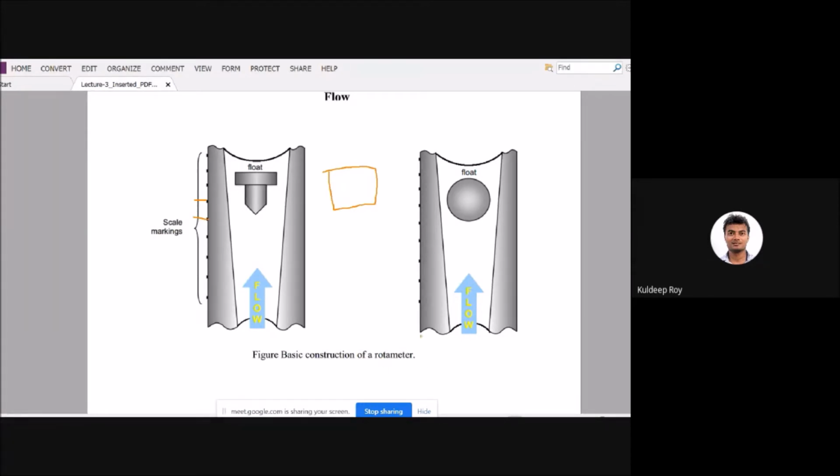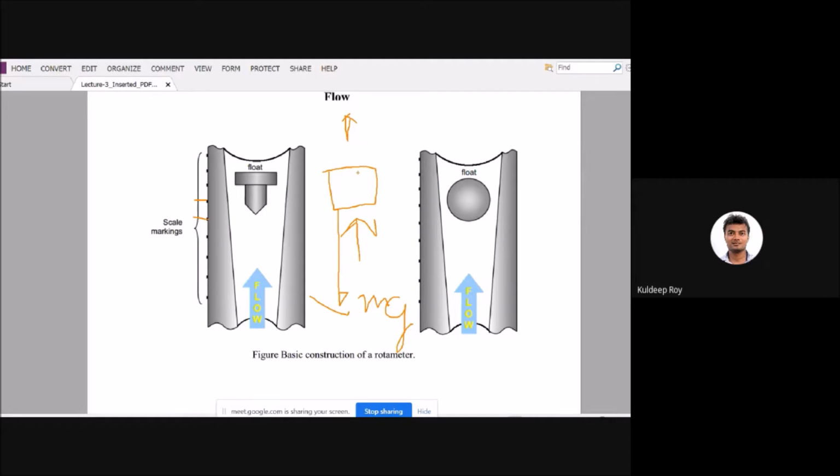Now, the fluid will go from up to this direction. Now have a look, first of all, at the forces. How many types of forces? The gravitational force will always be in the downward direction, of course, because that bob or the float has some mass. It will always be mg.